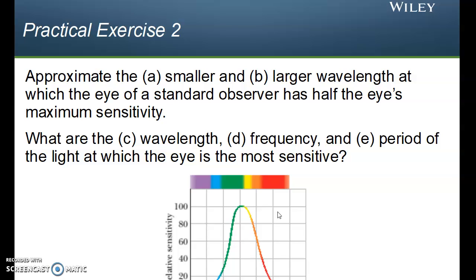Approximate the smaller and the larger wavelength at which the eye of a standard observer has half the eye's maximum sensitivity. What are the wavelength, frequency, and period of the light where the eye is most sensitive? Well, you just have to interpret the graph here. It doesn't show it here, but this goes all the way from 400 to 50%. This line right here is 500, this line out here is 600, and this one right here is 650.